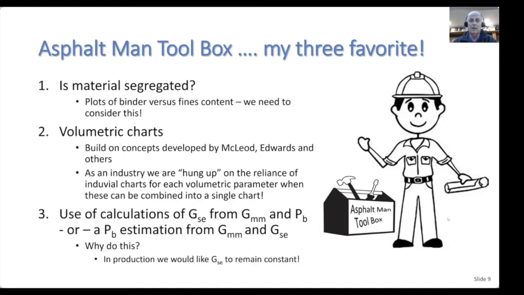Volumetric charts: I like to build on the concepts developed by McLeod, John Edwards, who was one of my mentors in my younger days, and others. As an industry, I feel that we're hung up on the reliance on individual charts for each volumetric parameter, where these can be combined. And thirdly, use of calculations of the effective specific gravity of the aggregate, GSE, from GMM and PB, or a PB estimation from GMM and GSE. Why do we do this? Well, in production, we want to see GSE remaining constant. A little bit more about this in a minute.